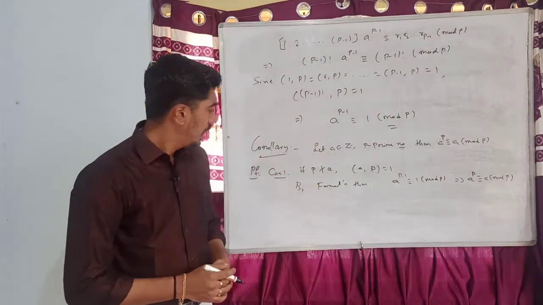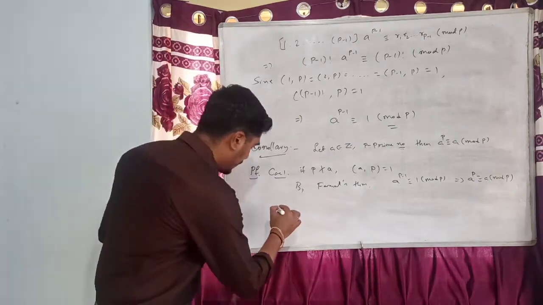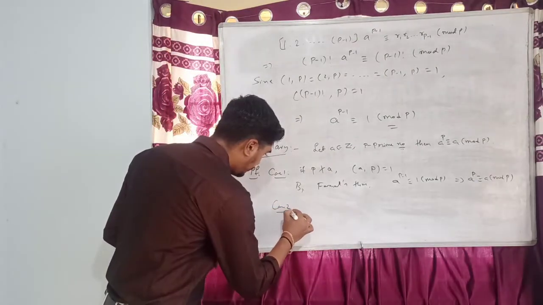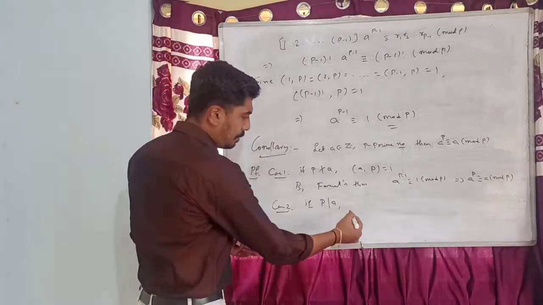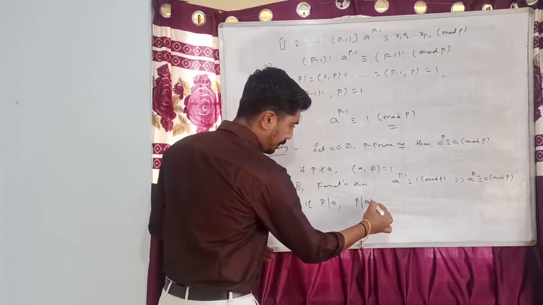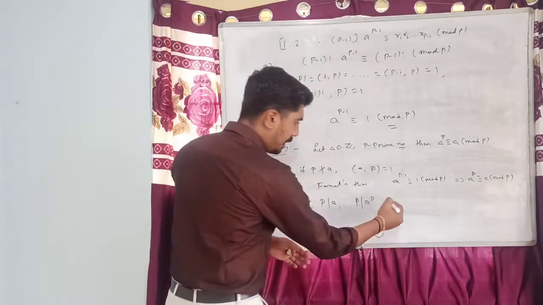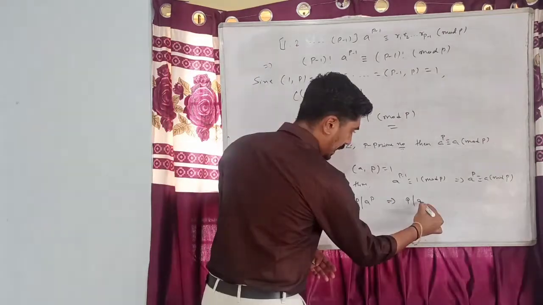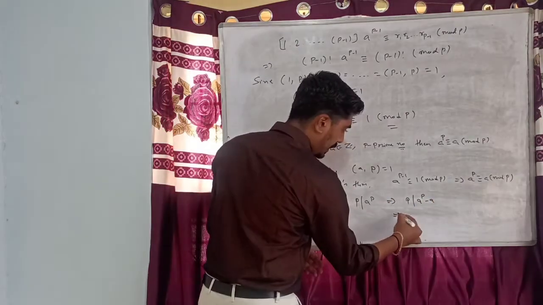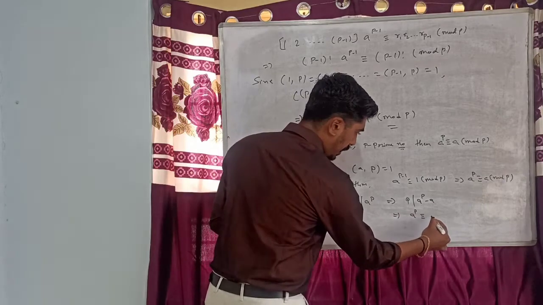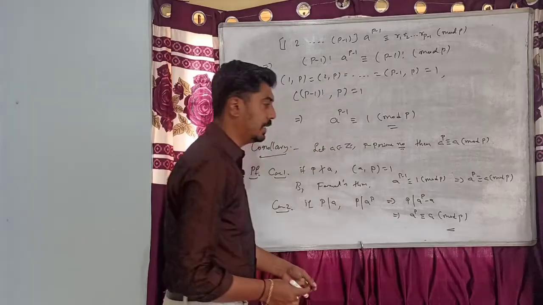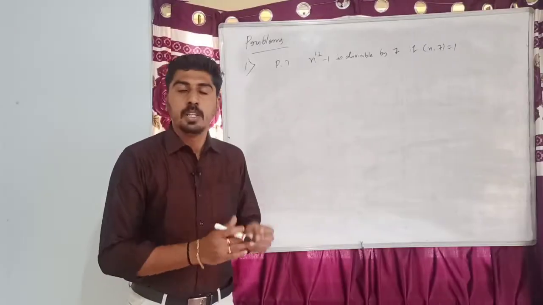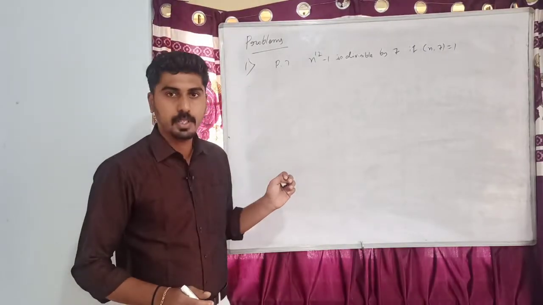In case 2, if P divides A, then P divides A power P. Combining these two, we have P divides A power P minus A, that is A power P congruent to A modulo P. So we have the corollary. Now let us consider some problems.